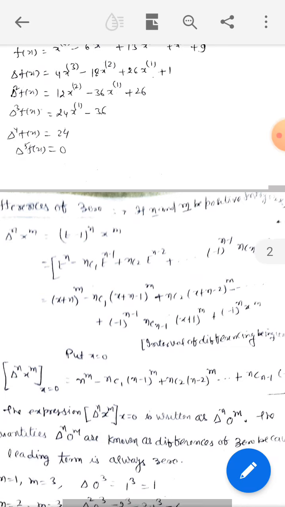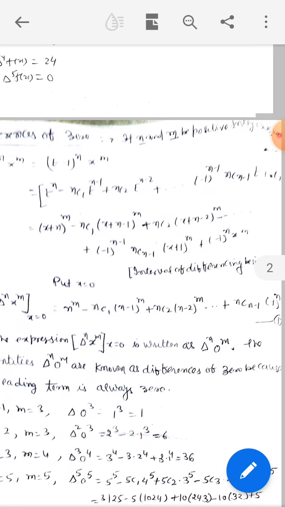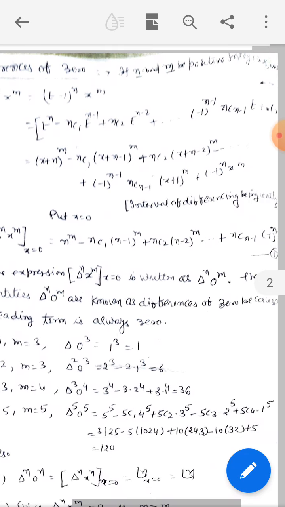Now the next topic is the difference of 0. If n and m are positive integers, then we have the n-th forward difference of x to the power m equal to (E minus 1) to the power n into x to the power m, which is equal to (E to the power n minus nC1 E to the power n minus 1 plus nC2 E to the power n minus 2 plus the next terms) into x to the power m, which can be written as (x plus n) to the power m minus nC1 (x plus n minus 1) to the power m plus nC2 (x plus n minus 2) to the power m plus other terms like this.